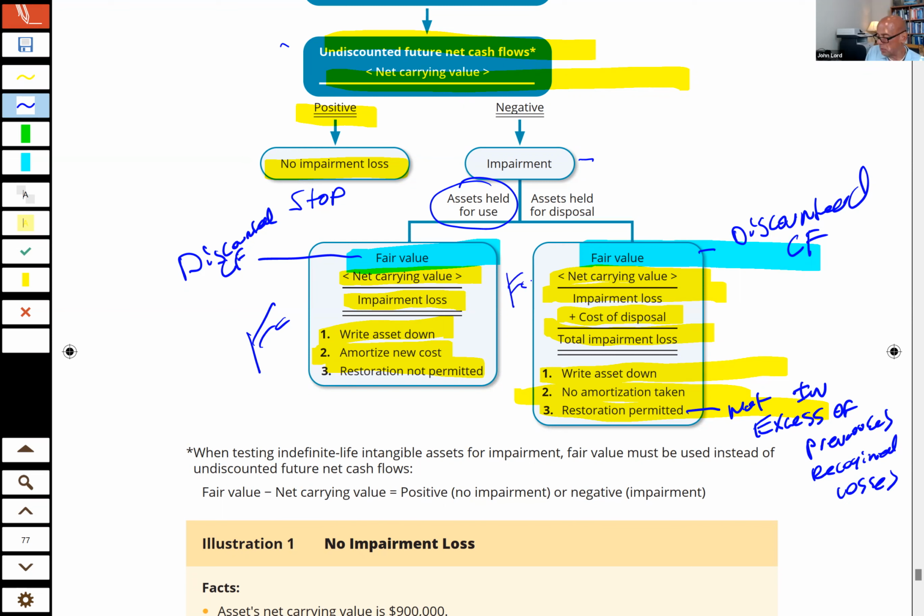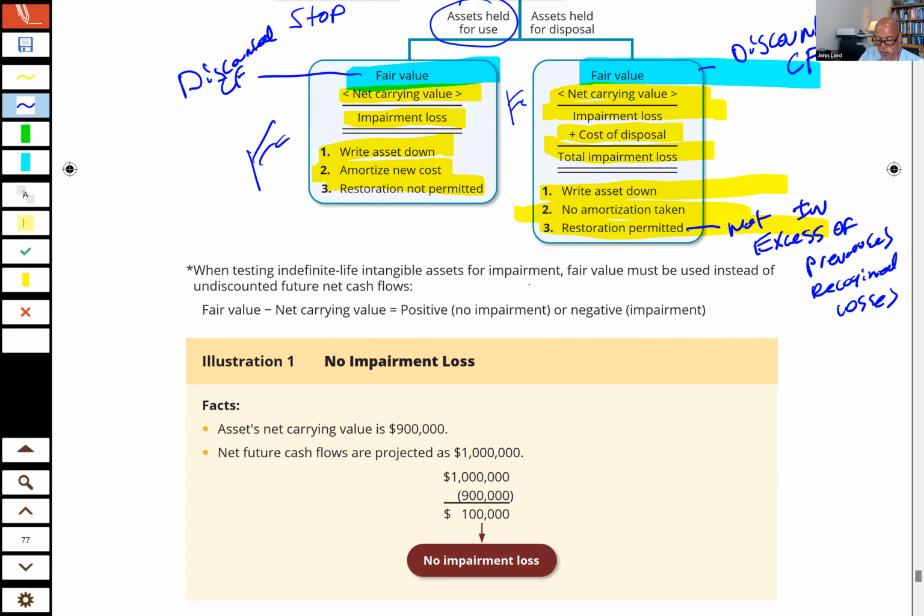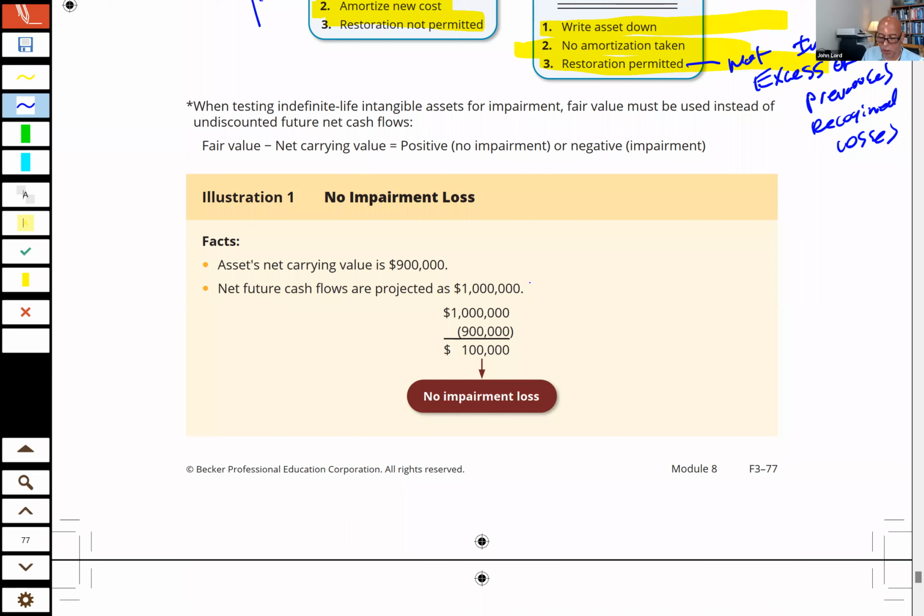Now, before we address questions here, let's just look at this example, and then we'll open up if you have any questions. So what happens? We have an asset with a carrying amount of $900,000. Net future cash flows are $1 million. These are undiscounted cash flows. If the net carrying amount of the asset is $900,000, the future undiscounted cash flows are more. There's no impairment loss. We simply stop. We don't have to do anything else. That's it. There's no impairment loss.